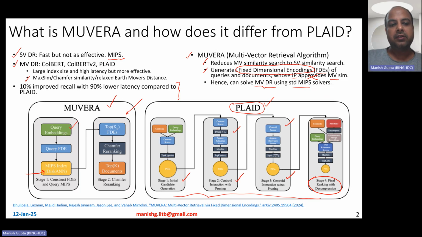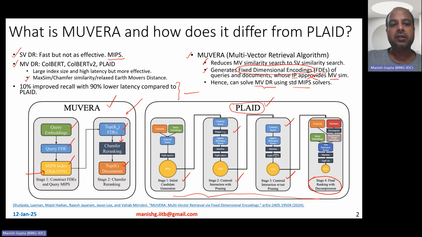When a query comes in, you do the same thing. You use the same Muvera functionality to reduce these ColBERT V2 multi-vector embeddings to a single fixed dimensional encoding. And then you do a lookup on the DiskANN index, get the top K candidate documents, and then you do the proper chamfer re-ranking and return the top K documents.